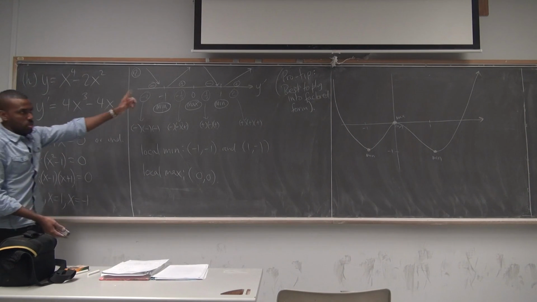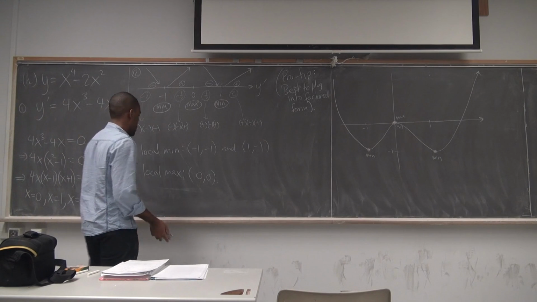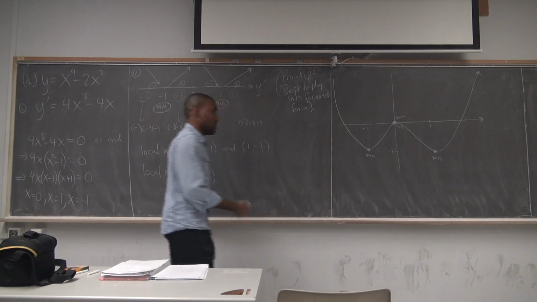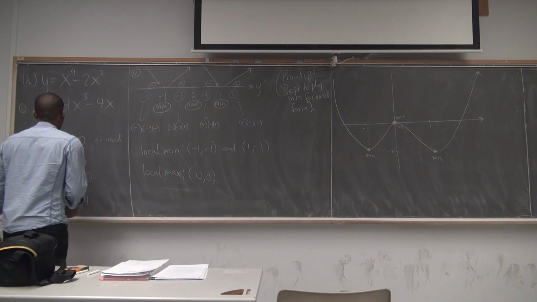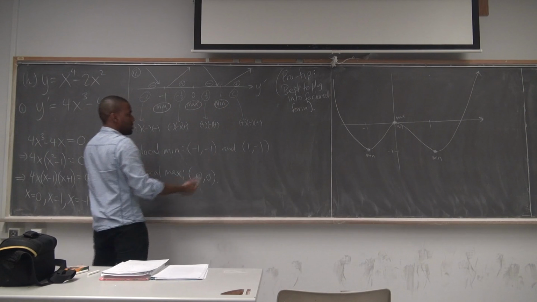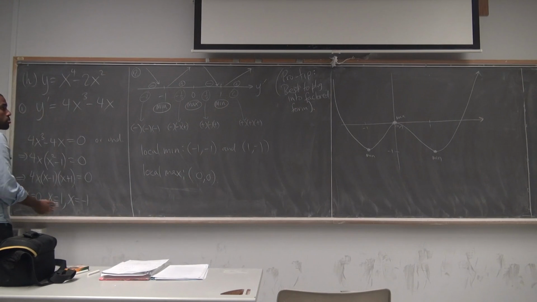So that's an example of local maximums and minimums, and how you'd actually find them. Don't worry about sketching too much for now. We are going to cover it. But just knowing this kind of test is going to be very important. Any questions?